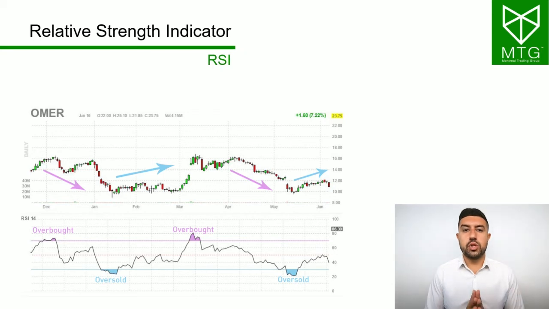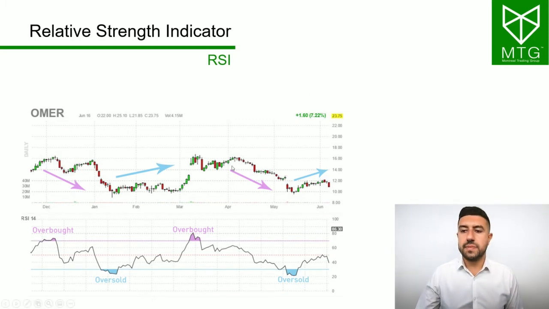In this lecture, we're going to be talking about the RSI, the Relative Strength Indicator. So what is the RSI? The RSI is another technical indicator that you've probably heard a lot about, okay?